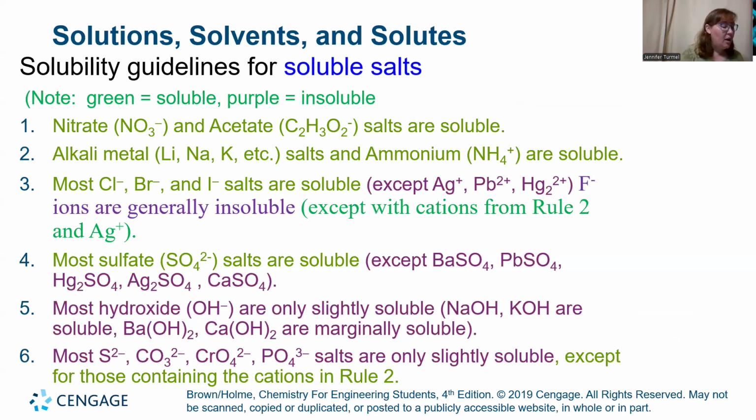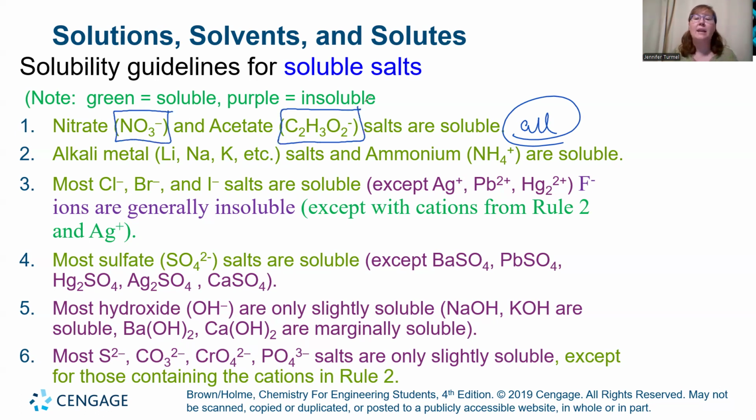Okay, now we have our solubility rules for soluble salts. So let's take a look at what these are, and we'll put in some examples as well. Everything in green is soluble and everything in purple is insoluble. First of all, nitrates and acetate salts are soluble. Just remember that all nitrate and acetate salts are soluble. So anything with an NO3 minus or a C2H3O2 minus is going to be aqueous.